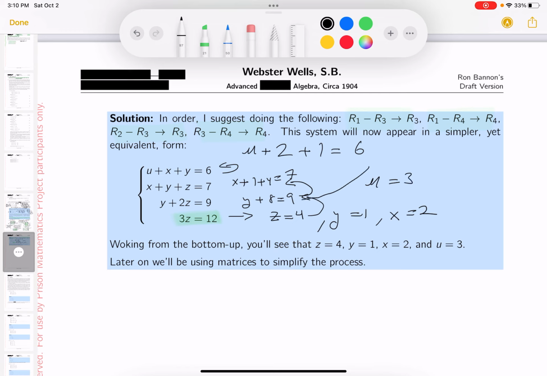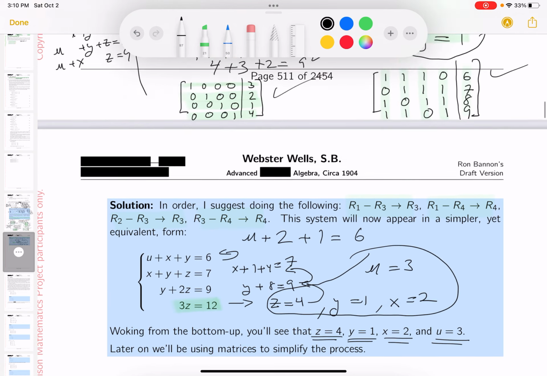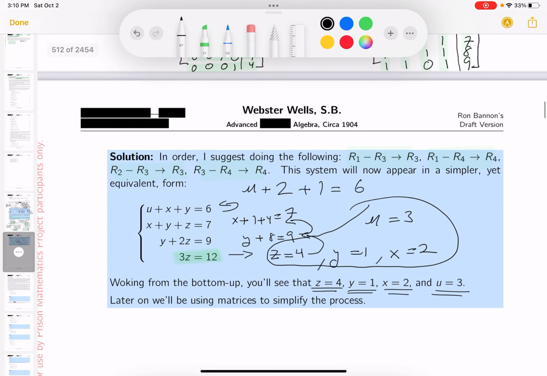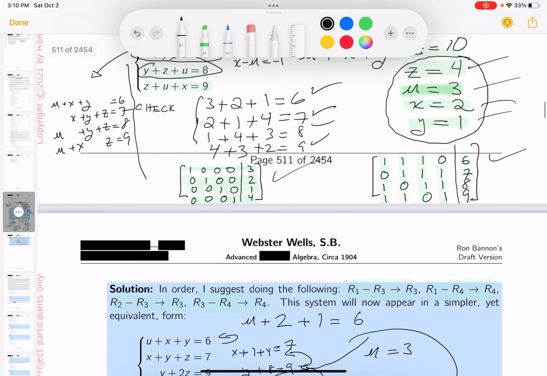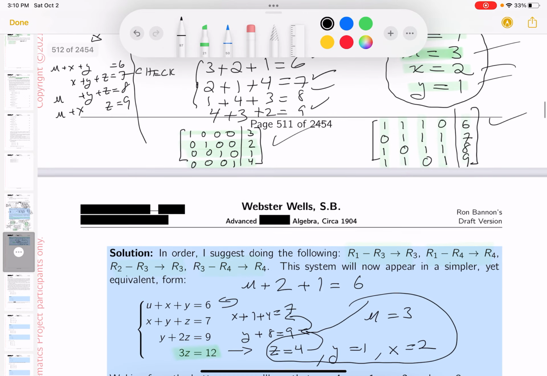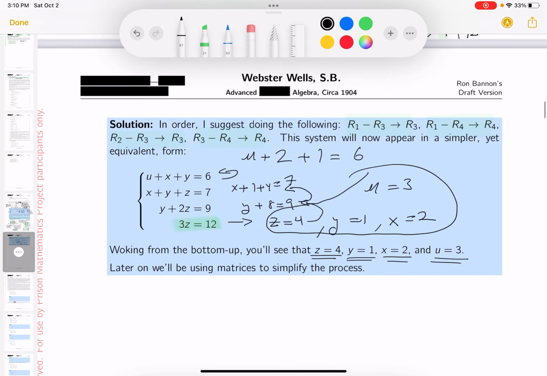All right, let me just put a circle around that. I want to point out these answers are listed for you, at least I hope they are. Z is 4, Y is 1, X is 2, and U is 3. Are they the same answer we got before? Z is 4, Y is 1, X is 2, and U is 3. No different at all. But again, it's a variance.